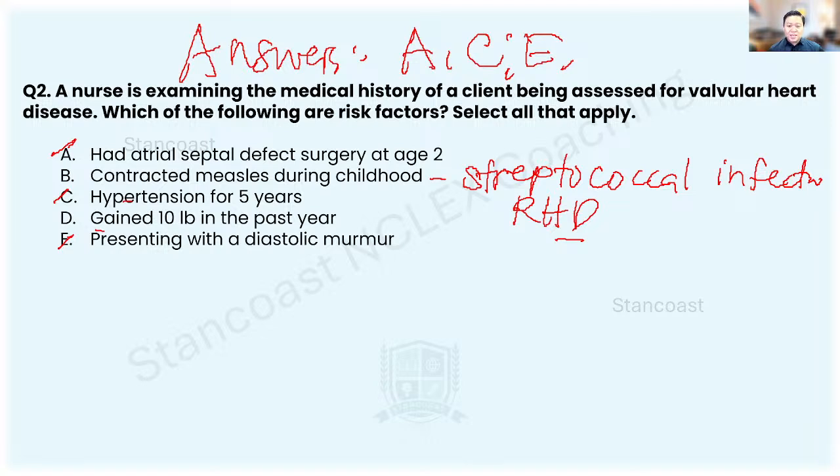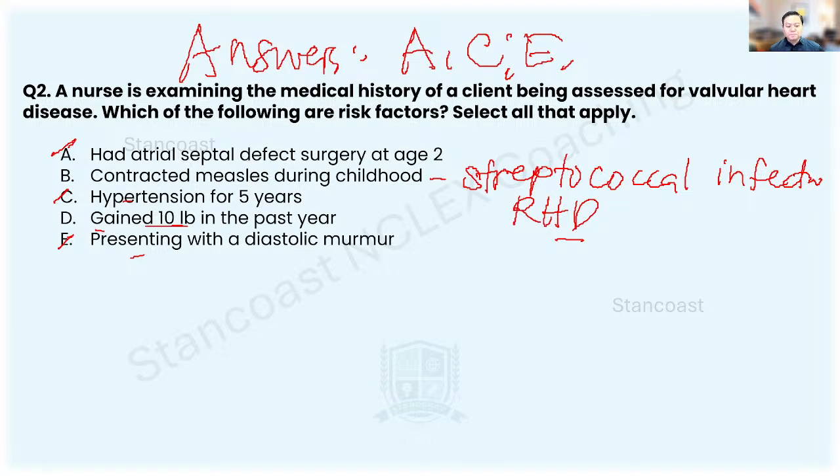Now, if you had answered letter D, gained 10 pounds in the past year, would that really mean anything? Well, no, it doesn't. If it's going to be a sudden weight gain, then that would be significant. It will indicate that the patient may be developing fluid retention. But again, a 10 pound weight gain in the past year would not be significant for this scenario. Now for letter E, presenting with a diastolic murmur, this basically suggests that there is turbulent blood flow that is going to be present in valvular heart disease.